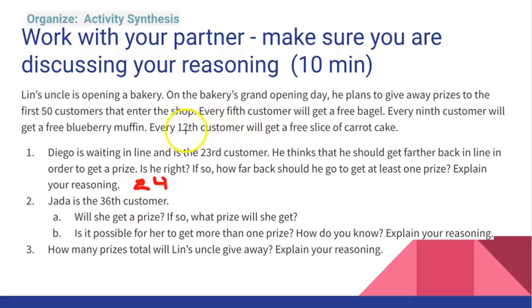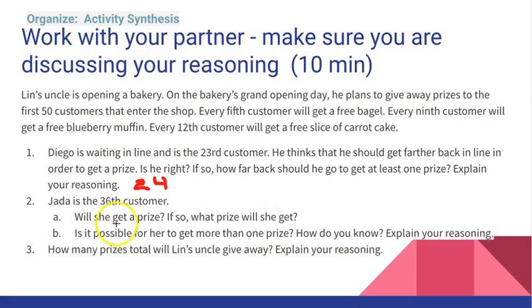Why? Well, 24 is not a multiple of 5. It's not a multiple of 9, but it is a multiple of 12, so he doesn't have to go back too far. Jada is the 36th customer. Is she going to get a prize? Yeah, she's going to get a prize. What's she going to get?